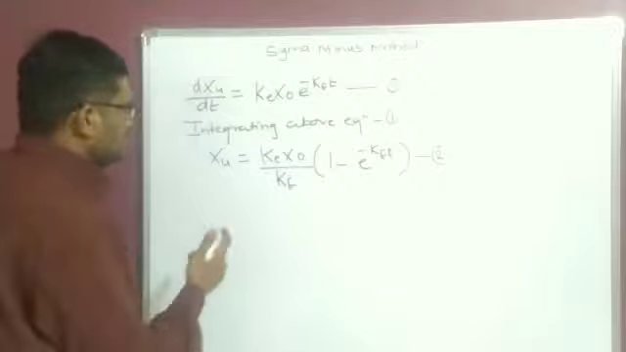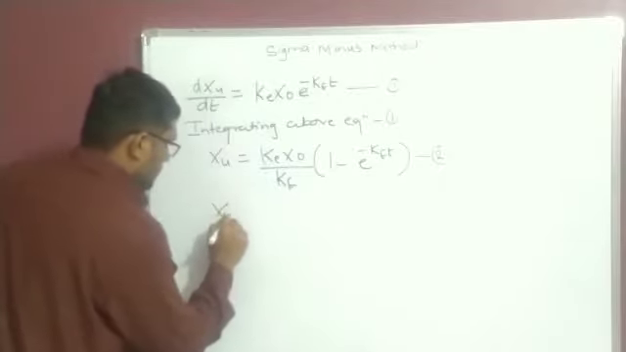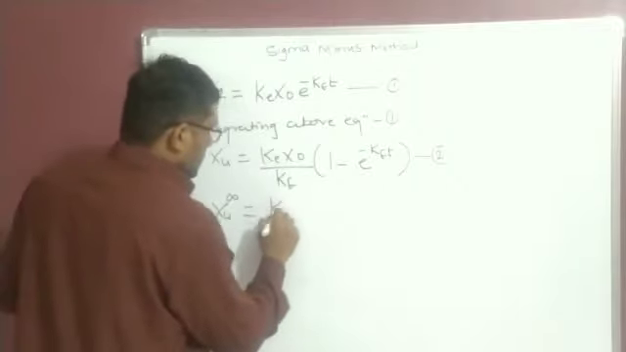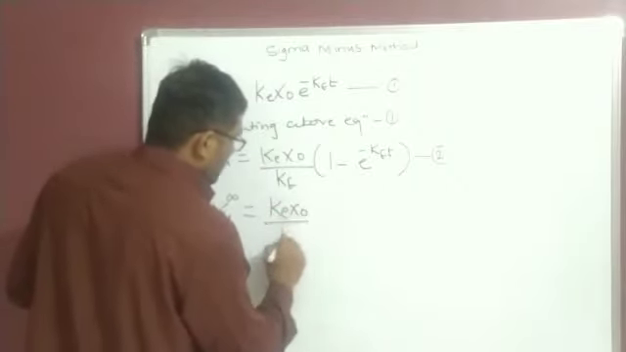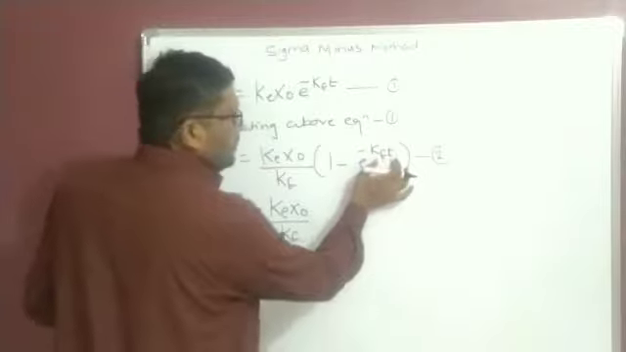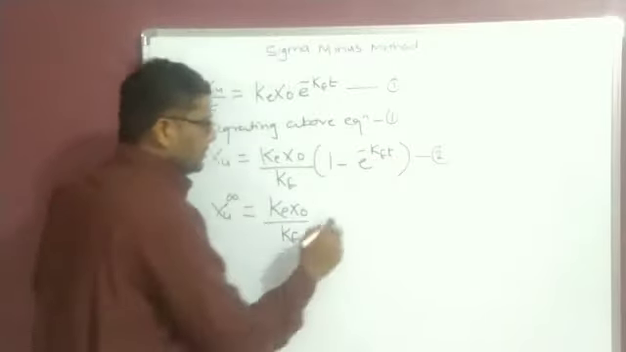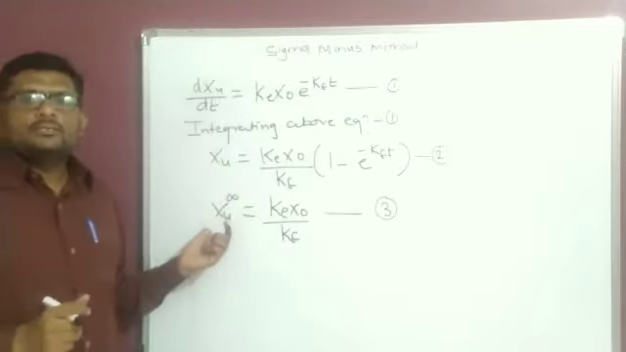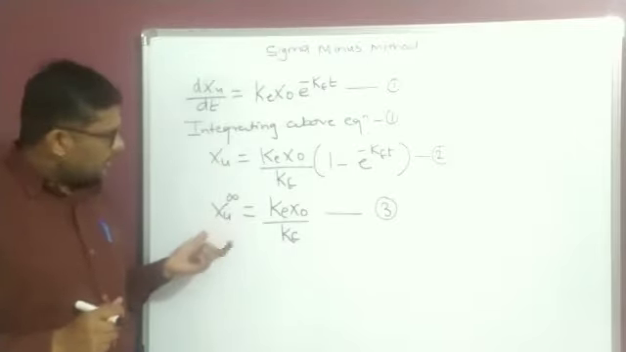Then we write the equation as Xu infinity is equal to ke X0 by ke. So this term will become 0. We'll consider it as equation 3.